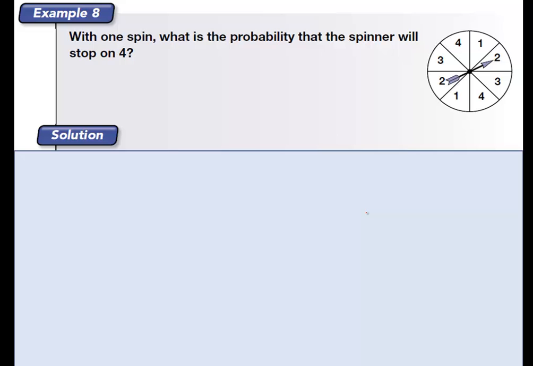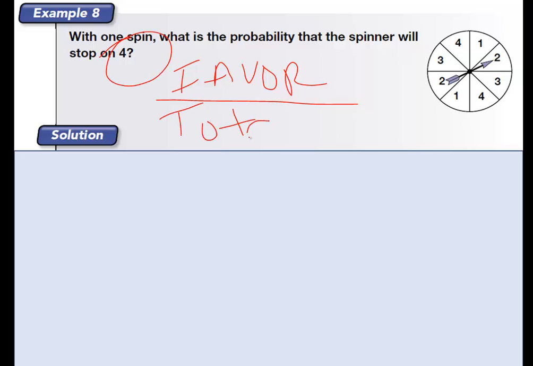Remember our probability. With one spin, what's the probability that this spinner will stop on 4? Remember our formula. You remember it? This is our favorable outcomes up here, which is going to be our fours. How many fours do we have? This is going to be total outcomes on the bottom. Go ahead and stop your video. See if you can come up with the answer.